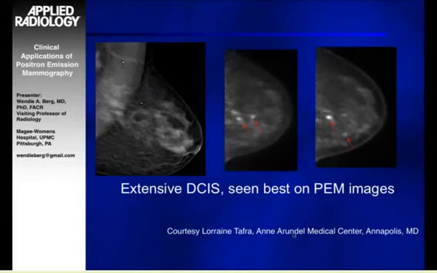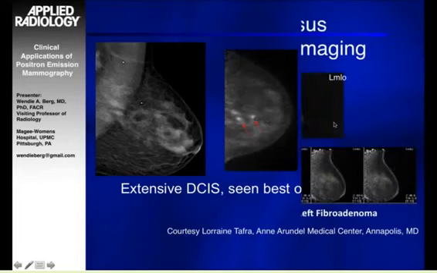We also can see DCIS with PEM, and here's a patient who had a palpable abnormality, a little vague asymmetry on the mammogram, very nicely shown as multiple foci of disease on PEM.